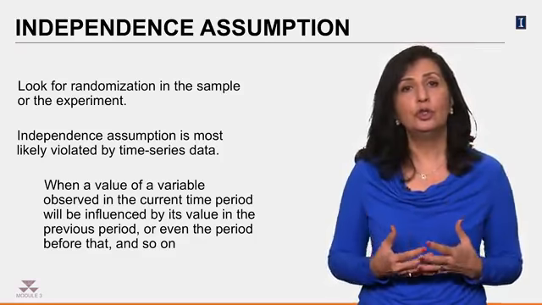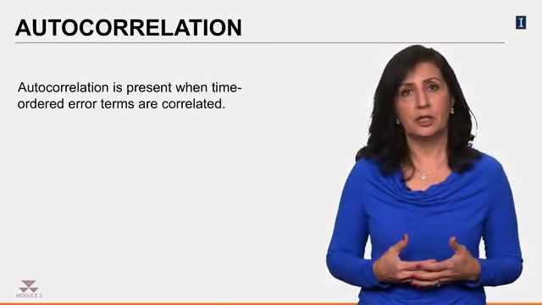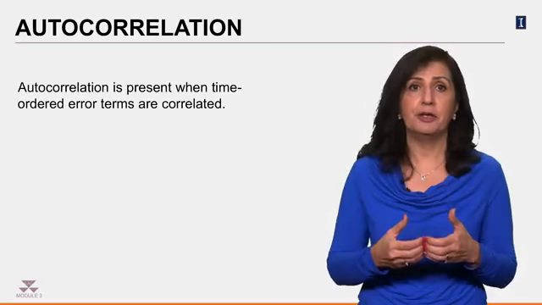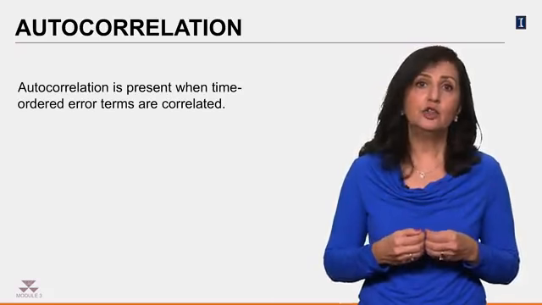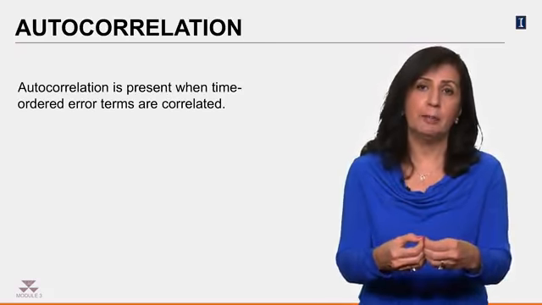This is also known as autocorrelation. Positive autocorrelation, which is more common, is when a positive error term in time period i tends to be followed by another positive value in some future time i plus k.